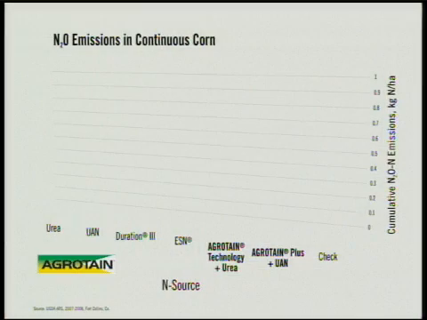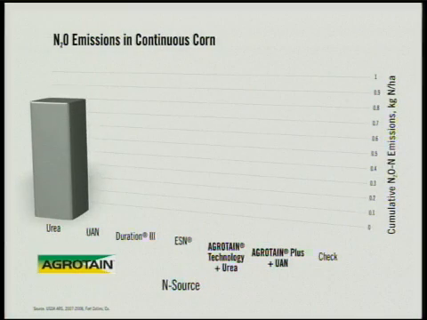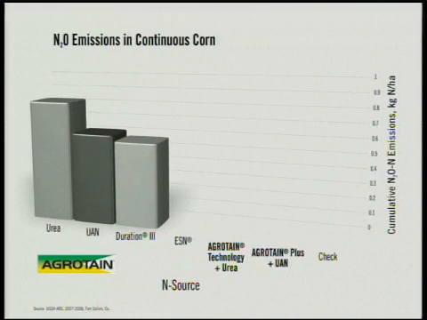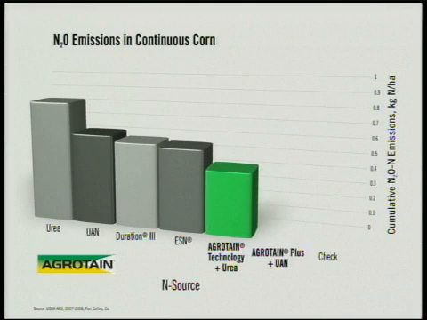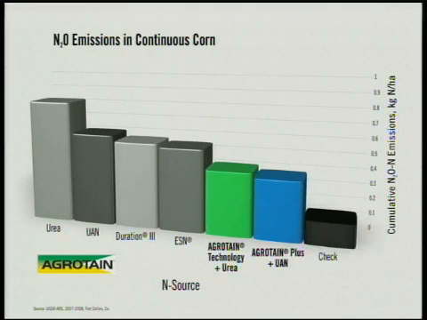And if you look at some data that we have from Colorado, where one of our studies has been done for a number of years, what's unique about the Colorado study compared to the Iowa study is this is irrigated land. And we have urea, UAN, ESN, AGROTAIN technologies, and you look at the nitrous oxide emissions. In all of those, if you look at straight urea on that left-hand side, there's a large emission going out.